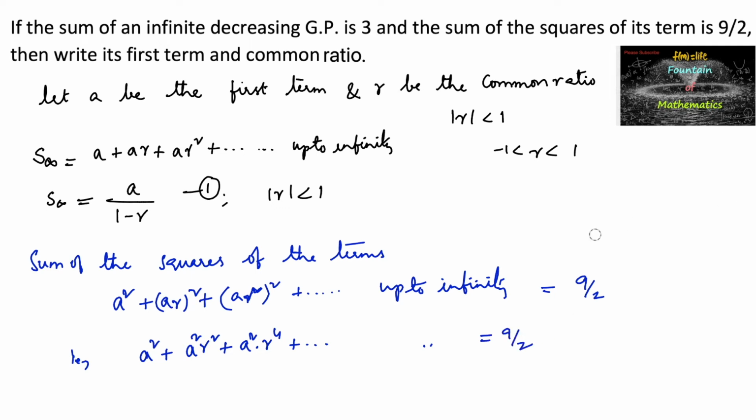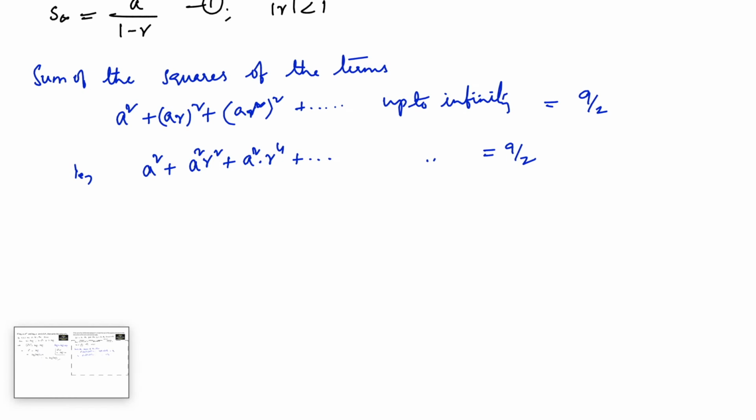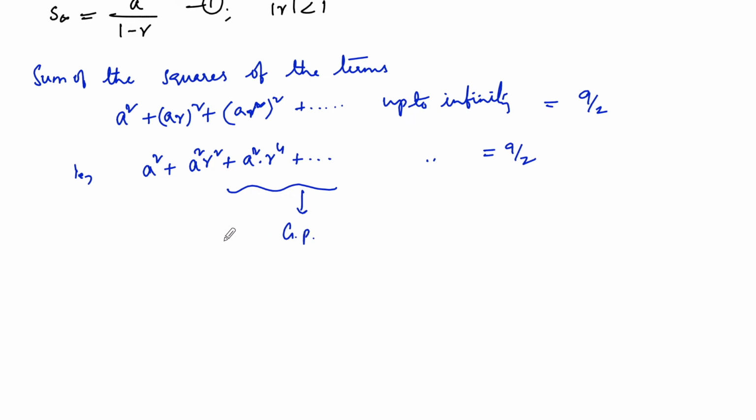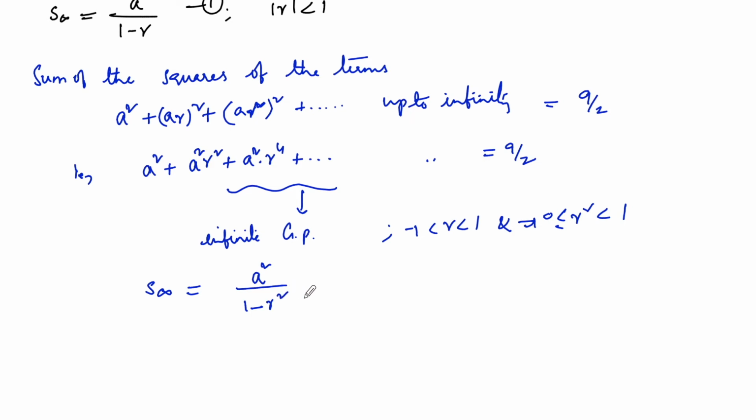We can say that the left side series is also a GP, so that's an infinite GP. And since |r| is less than 1, that is r lies between -1 and +1, which implies r square must lie between 0 and 1. So it is also a sum to infinity, and the first term is a square. So the sum to infinity of the squares can be taken as a square upon 1 minus r square, where r square is the common ratio.